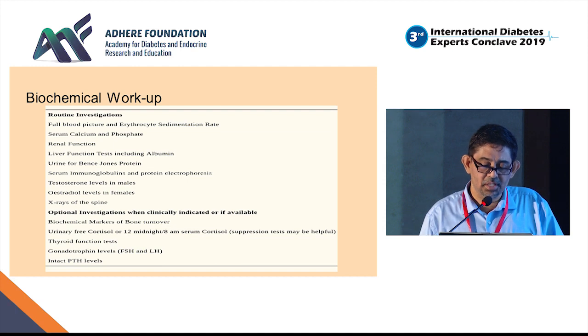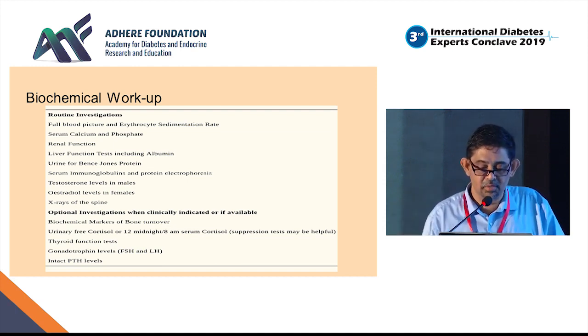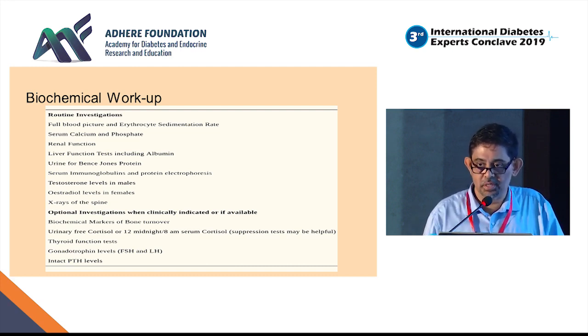Now, the optional investigations obviously would be biochemical markers of bone turnover. We'll discuss that in one slide. Urinary free cortisol or the midnight and 8 AM serum cortisol if you are suspecting Cushing's. And remember, all of you should be suspecting Cushing's if your patient has unexplained osteoporosis. This is something that you absolutely cannot afford to miss.